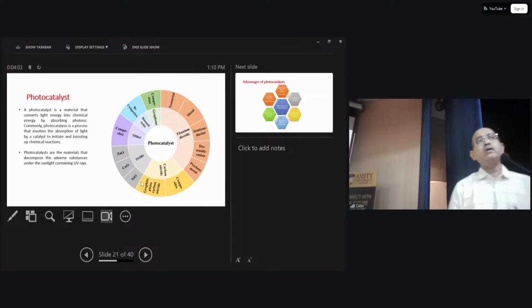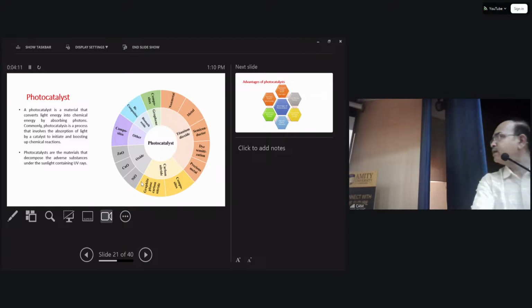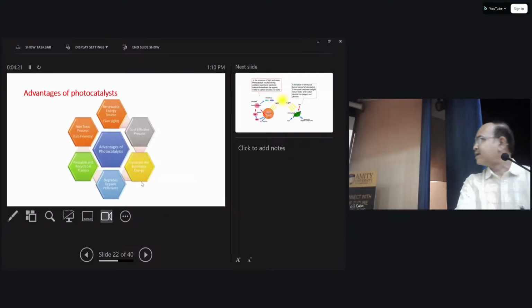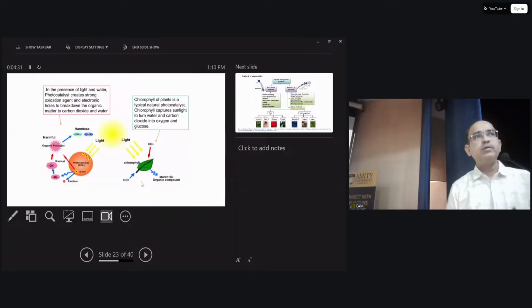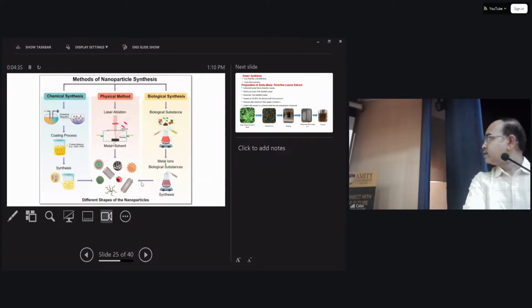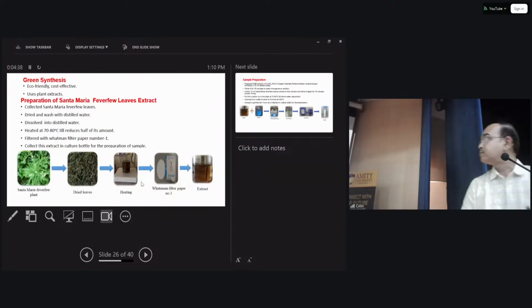Now as we are going to use some material which will work as photocatalyst, so one slide for this. What is photocatalyst? It is a material. Photocatalysts are the materials that decompose the adverse substances under the sunlight. Why sunlight? Again, because it is abundant and it is free of cost. There are various advantages of photocatalyst. You can see some examples of photocatalysis, what is happening in presence of light when a material which is known as photocatalyst is used. So again, these are some simple, specific slides.